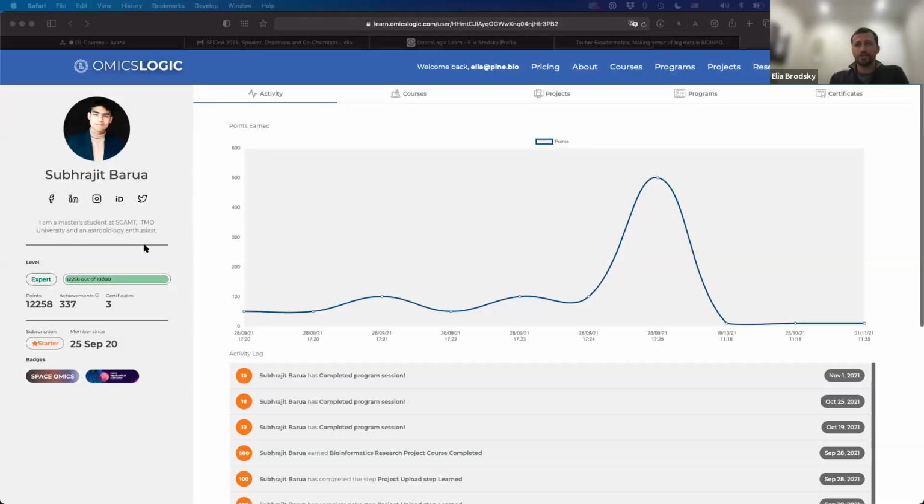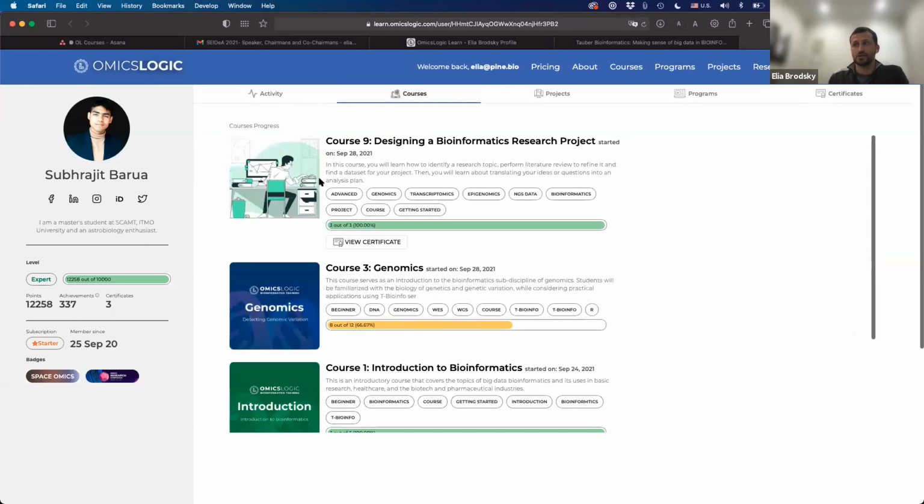So again, as you can see this profile, it is complete with activity. I can see which courses Subrajit has completed, and I can also see that he has earned certificates, and those certificates are going to stay with you unless the course has been updated. And when it's updated, your certificate will be taken away so that you can complete the remaining lessons and then get the certificate back. And that way, we know that you're staying up to date on some of these important topics.